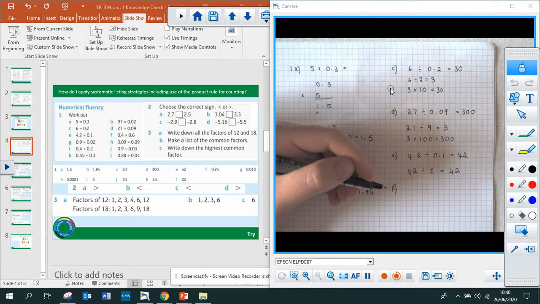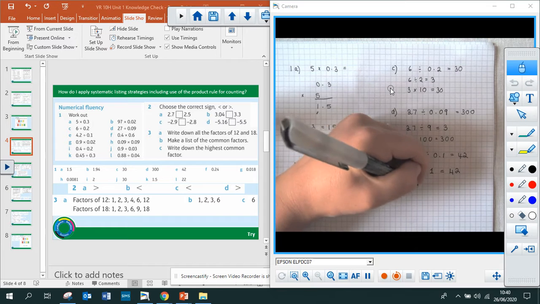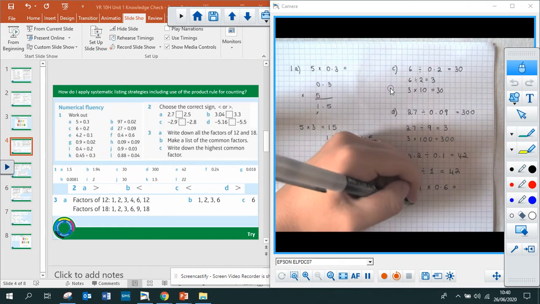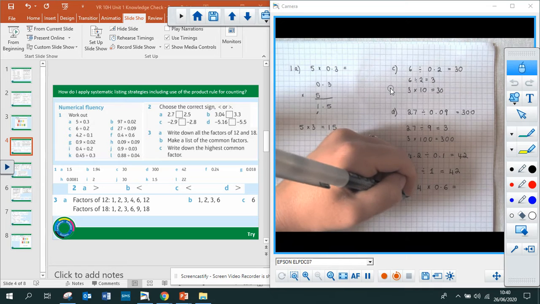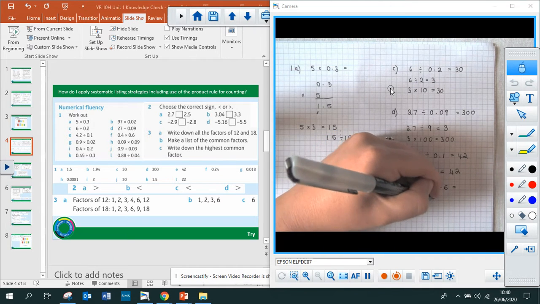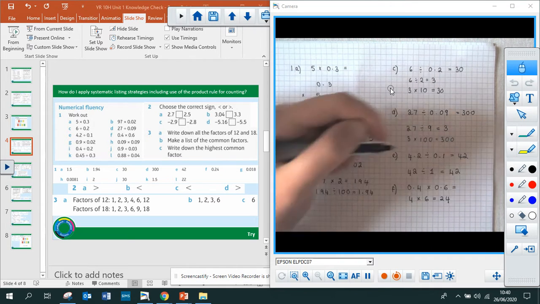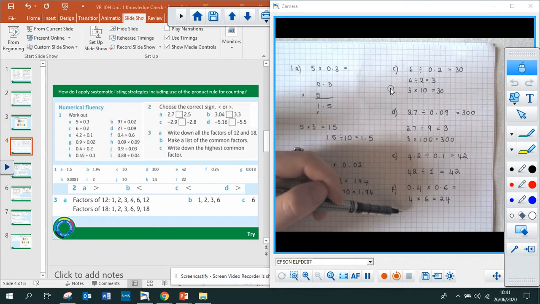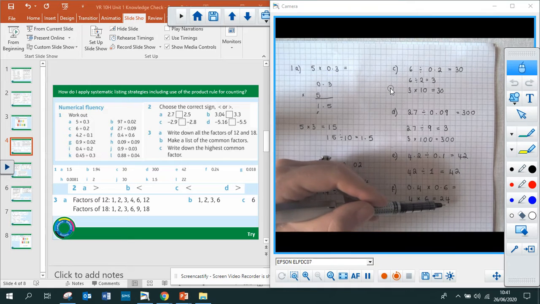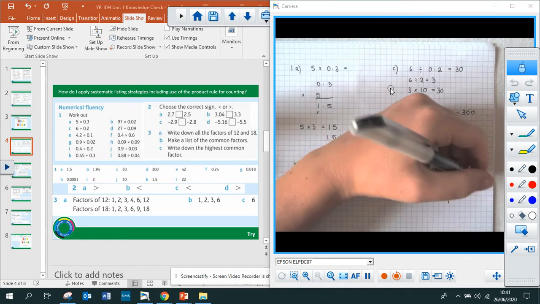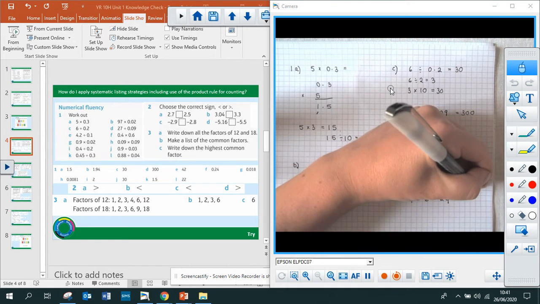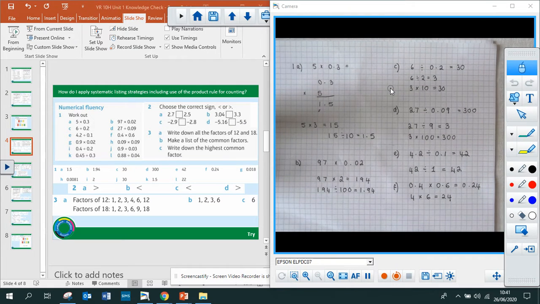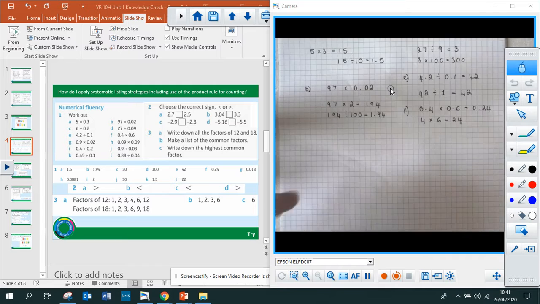F, we've got 0.4 multiplied by 0.6. I know that 4 times 6 is 24. And now we need to think about what's changed. This is 10 times smaller, this is 10 times smaller. So the net effect is that my answer is going to be 100 times smaller, and therefore be 0.24. Okay, let's go to G.